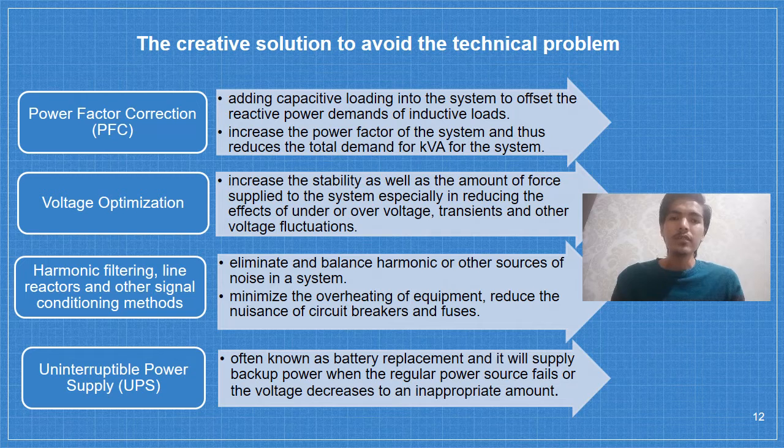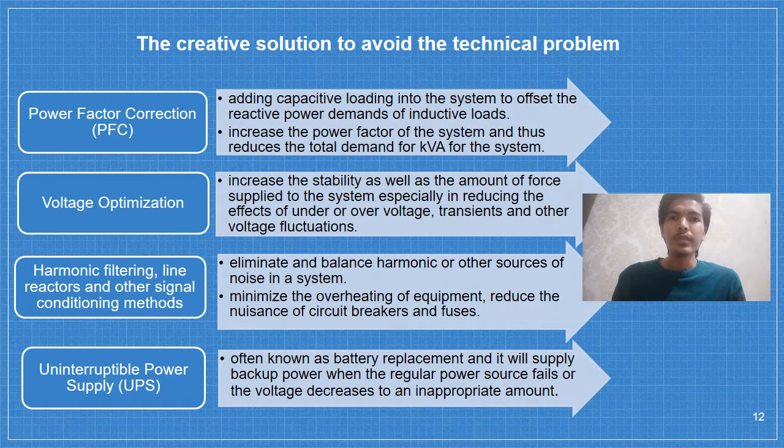This is because it will eliminate and balance harmonics or other sources of noise in a system. This will minimize the overheating of equipment, reduce nuisance tripping of circuit breakers and fuses, and improve power quality, contributing to reduced energy costs. And last but not least, we can use an uninterruptible power supply to overcome the problem.